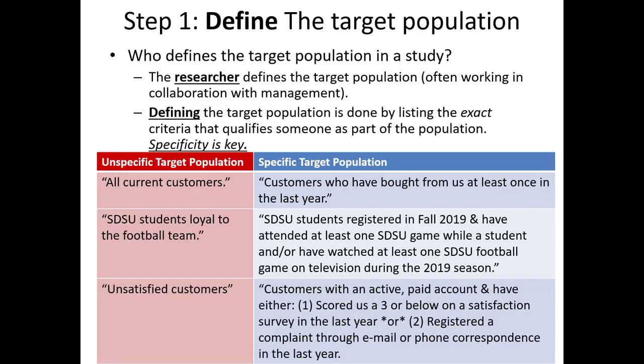Very quickly we realize that's not very specific. What constitutes being current? 30 days? 60 days? A year? A specific target population might be customers who have bought from us at least once in the last year. Notice I'm not suggesting that this is the only way to define what a current customer is, but we have to find a definition that's appropriate for that particular company.